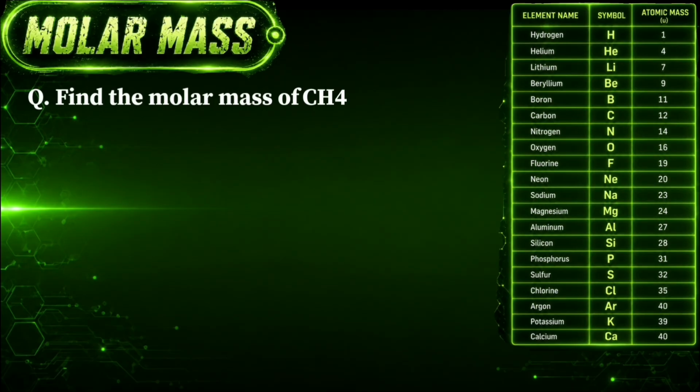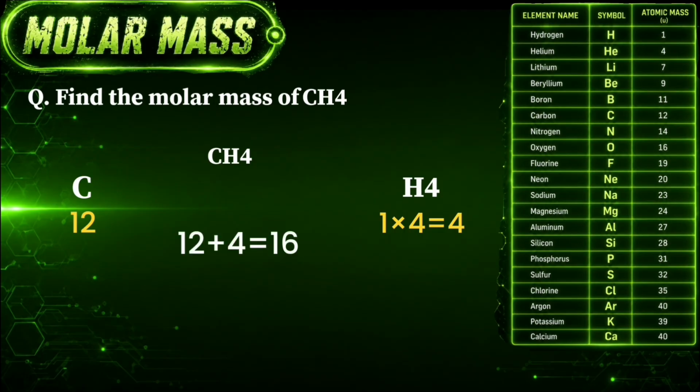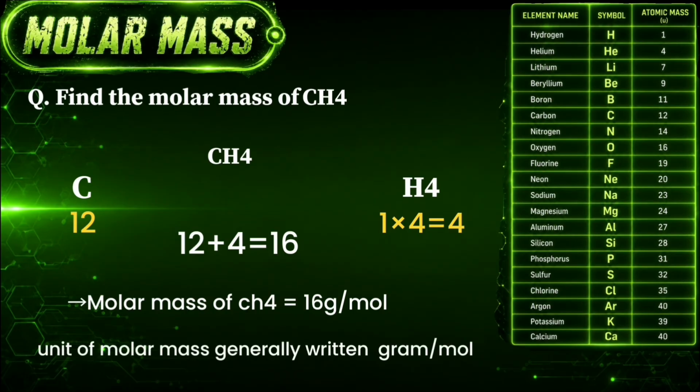Find the molar mass of methane, CH4. Methane contains 1 carbon atom and 4 hydrogen atoms. The atomic mass of carbon is 12, and the atomic mass of hydrogen is 1. Since hydrogen appears 4 times, multiply its atomic mass by 4. Now, add the masses together. 12 plus 4 equals 16. So, the molar mass of methane is 16 grams per mole. The unit of molar mass is generally written as grams per mole.